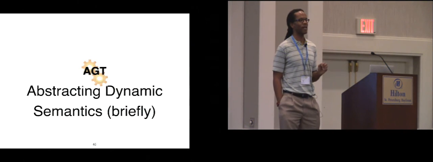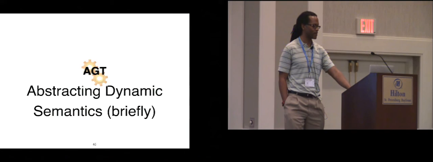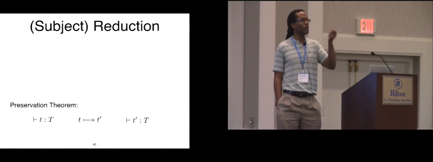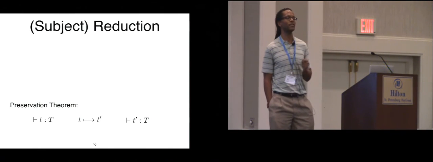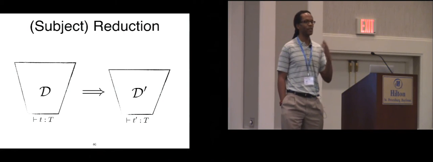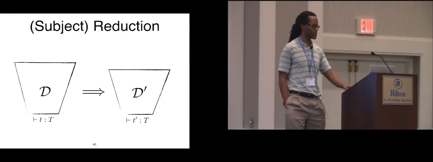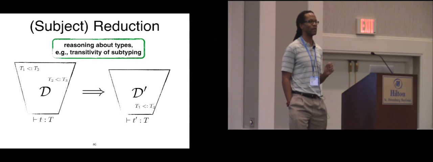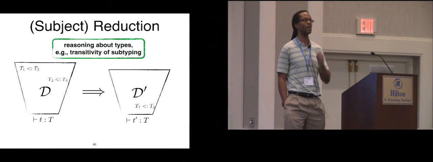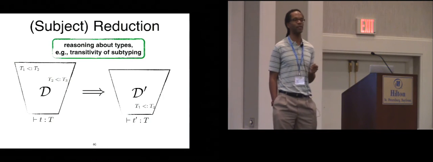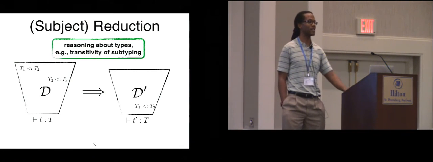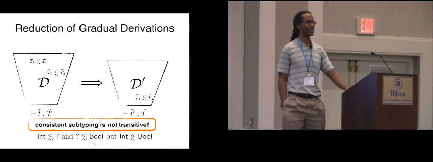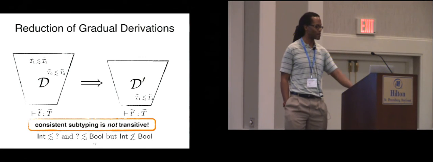Now, because of a lack of time, I'm going to have to go briefly over the idea of abstracting the dynamic semantics, but it's driven by the type safety argument, specifically preservation, which we typically think of as knowing that there exists some typing, and we take a step, and then there's another typing. But we can view this as actually inducing a reduction over derivations. And those derivations, we can justify the steps by appealing to reasoning about the type relationships involved in the source and how they pass to the conclusion. In particular, in a system with subtyping, we want to reason about transitivity of subtyping. But unfortunately, transitivity doesn't hold under consistent subtyping because of this absence of information.